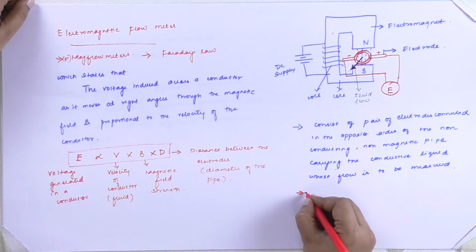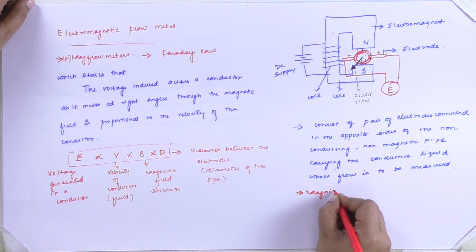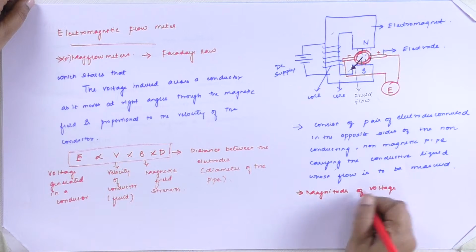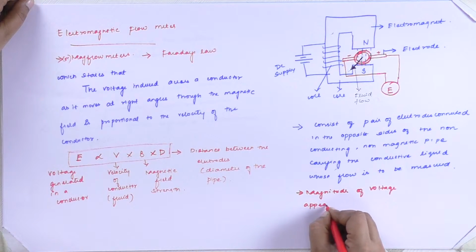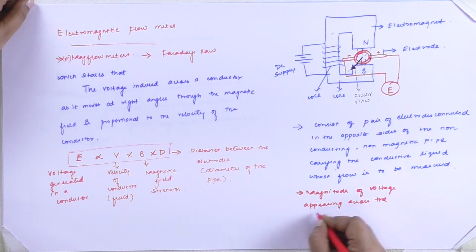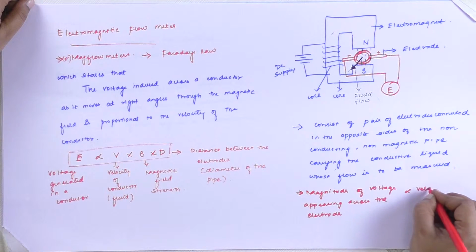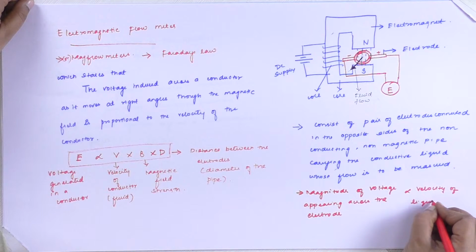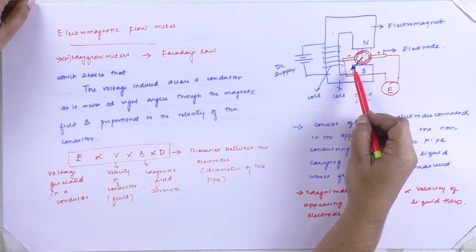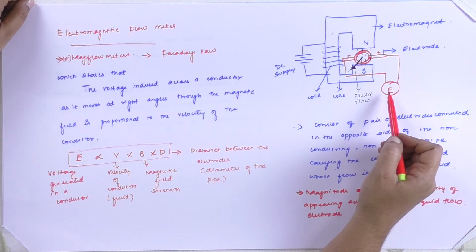So we can say that the magnitude of voltage appearing across the electrode will be directly proportional to the velocity of liquid flow. So an increase in the flow rate will increase the voltage across these electrodes.